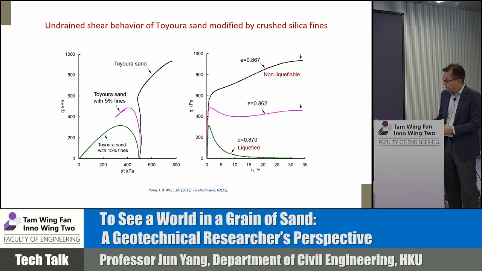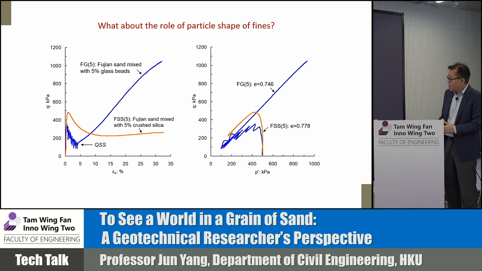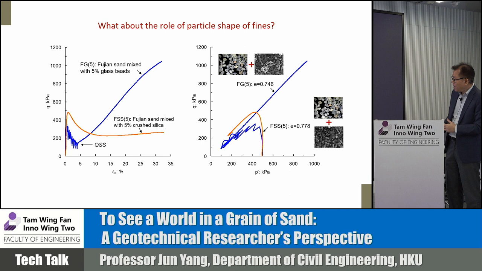Now, the next question we'd like to ask is, what about the role of particle shape of fines? Here I show you test results on two specimens. One is Fujian sand mixed with 5% silica fines. The other is Fujian sand mixed with 5% glass beads. We can see very different responses, and this difference is an indication of the potential effects of the particle shape of fines.